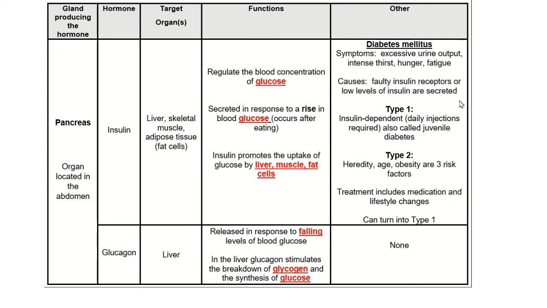So what causes diabetes mellitus? Faulty insulin receptors. So basically the receptors, the lock and key, are not working on your cells and or your pancreas. Or you're making insulin but not enough.